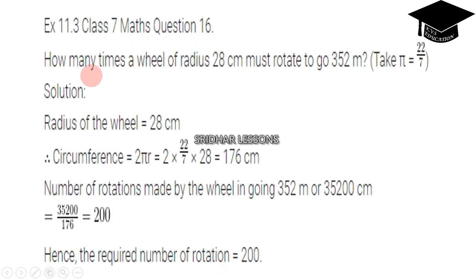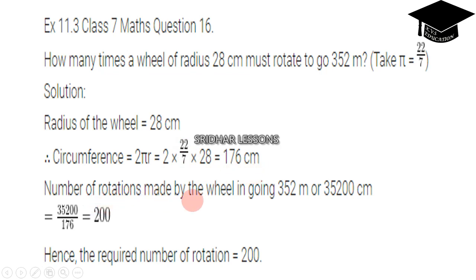Question number 16. How many times must a wheel of radius 28 centimeters rotate to go 352 meters? Here we have to take the pi value as 22/7. Now see, the radius of the wheel is equal to 28 centimeters. Therefore, the circumference is equal to 2 pi r, that is 2 into 22/7 into 28. This is equal to 176 centimeters.